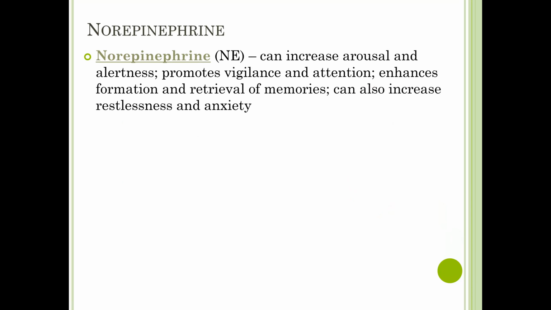Norepinephrine can increase arousal and alertness. It can promote vigilance and attention. It can enhance the formation and retrieval of memories, but it can also increase restlessness and anxiety. So this is the role of norepinephrine in the brain. We talked earlier about its role in the autonomic nervous system in the periphery, but now we're talking more about its role in the brain itself.